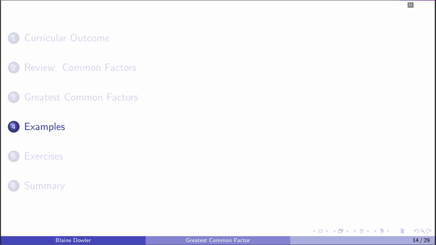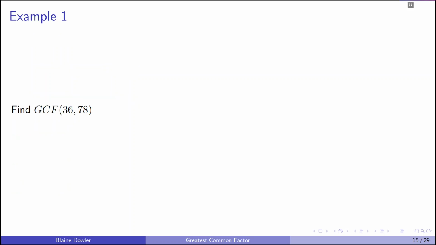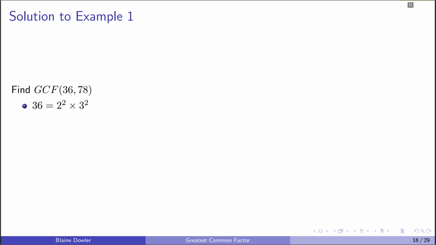So let's take a look at some examples. Greatest common factor of 36 and 78. So here we do a prime factorization method. 36 is 2 squared times 3 squared. 78 is 2 times 3 times 13. So looking at our exponents, the lowest exponent of 2 is 1, the lowest exponent of 3 is 1. That gives us a greatest common factor of 2 times 3, which is 6. I omitted the 13 because it is not a factor of 36. We only use numbers that are on both lists.